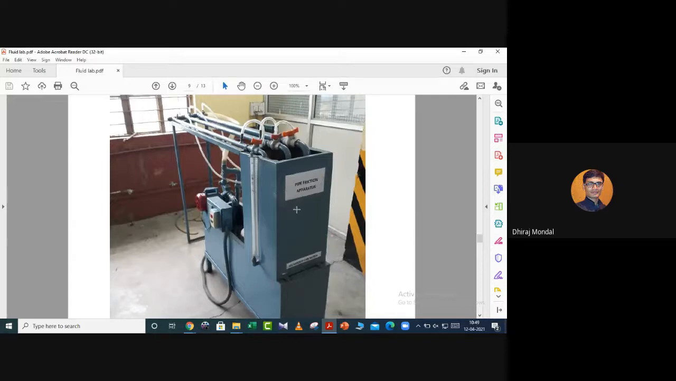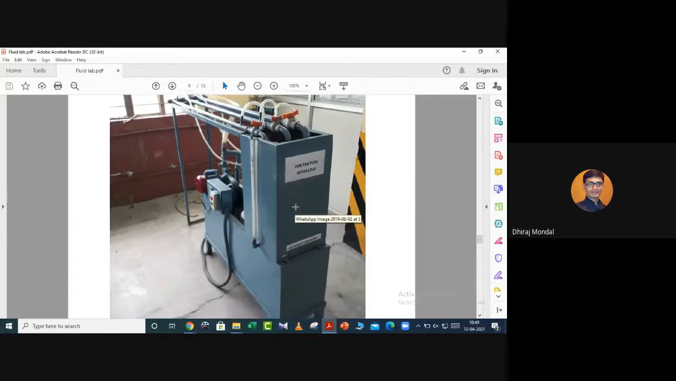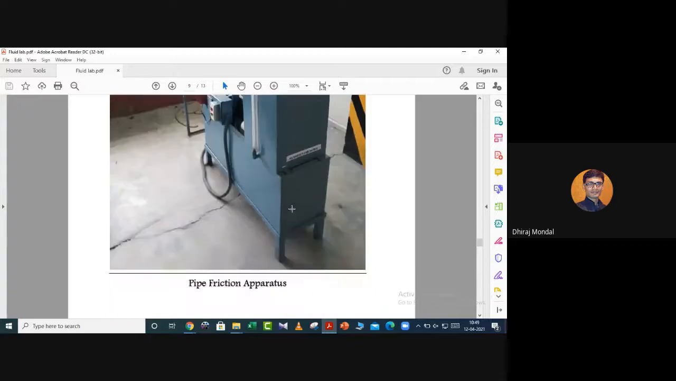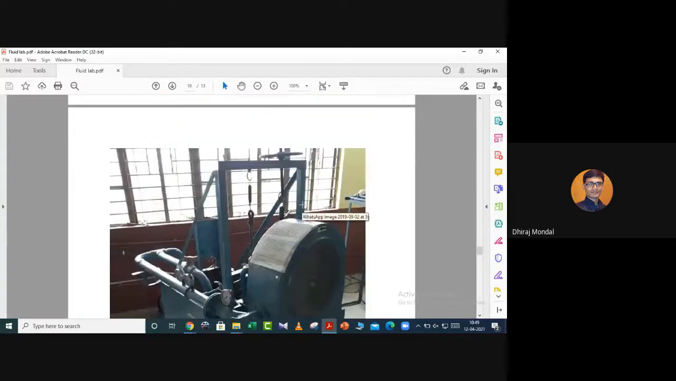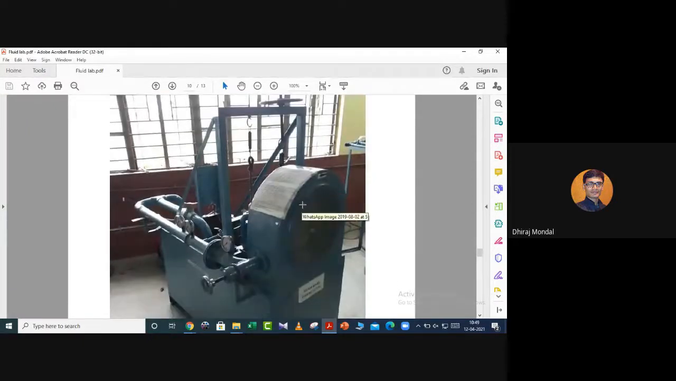This is the pipe friction apparatus. How much friction there will be, and based on that friction, what the energy losses are, can be calculated with the help of this pipe friction apparatus. Next is your Pelton wheel.